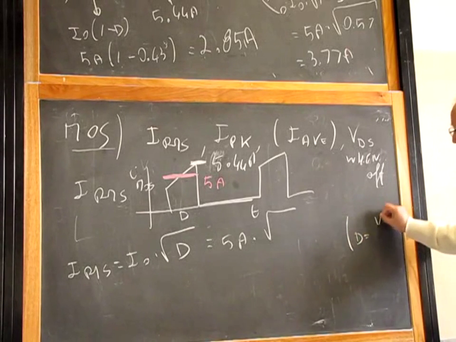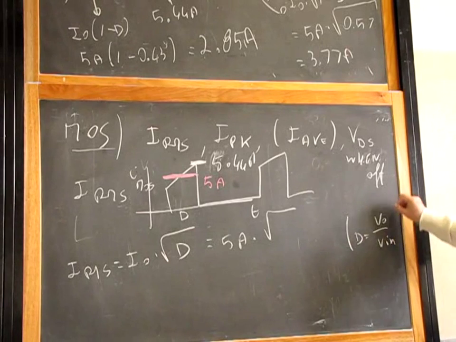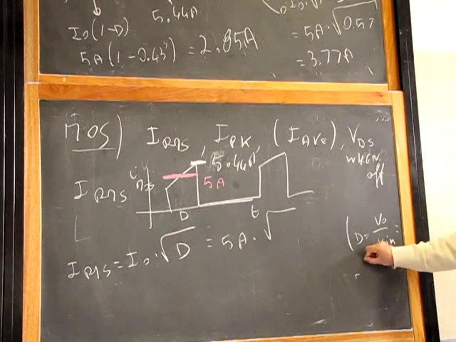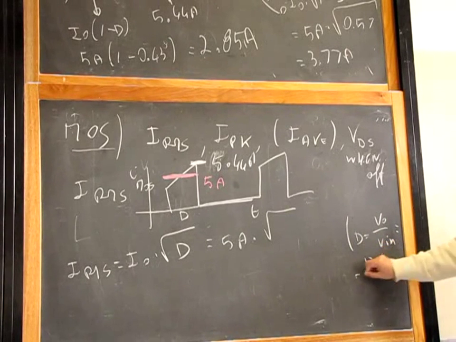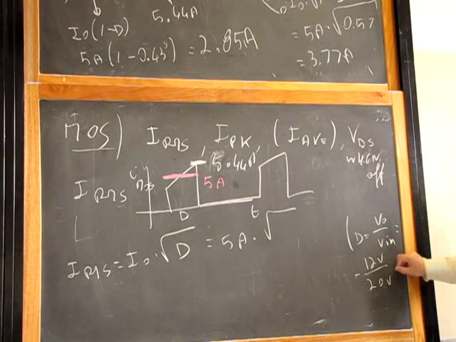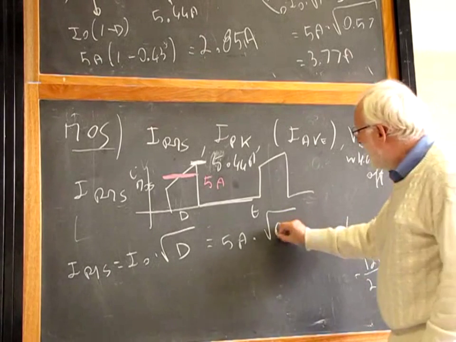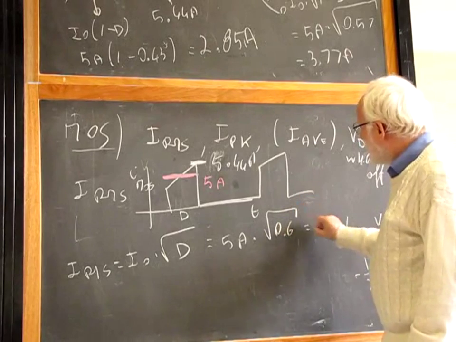D equals V naught over V in, equals 12 volts divided by 20 volts, 0.6. D equals 0.6.